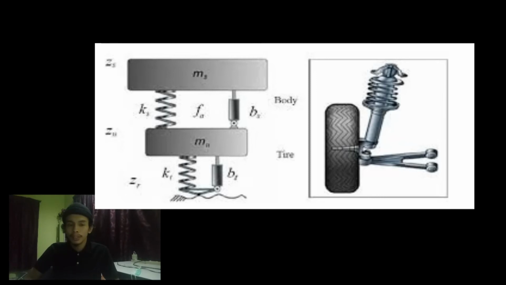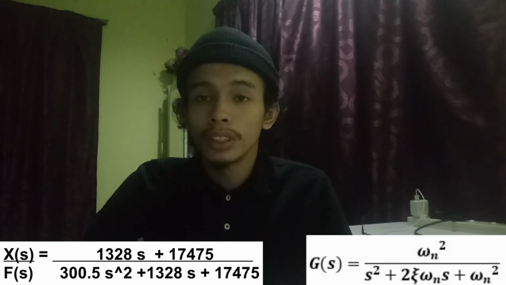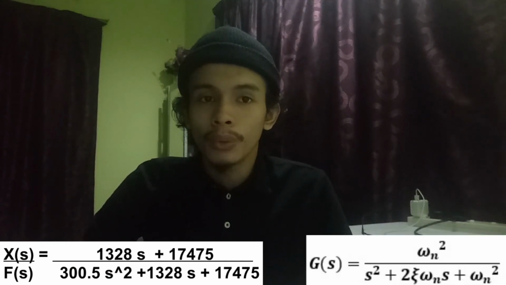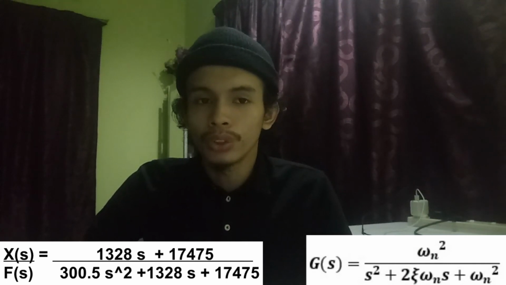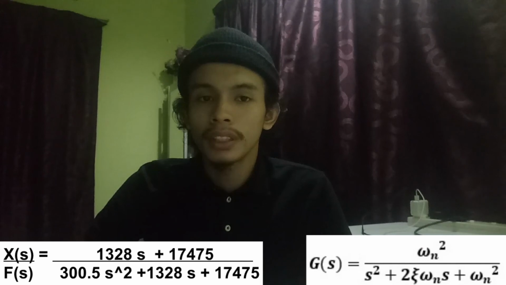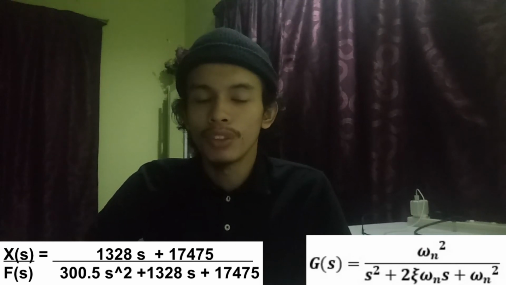The spring and damper are able to control the suspension, and finally we found the rear suspension response. Compared to the general equation, we can find the natural frequency and damping ratio so that we can calculate the peak time, settling time, rise time and percent overshoot.